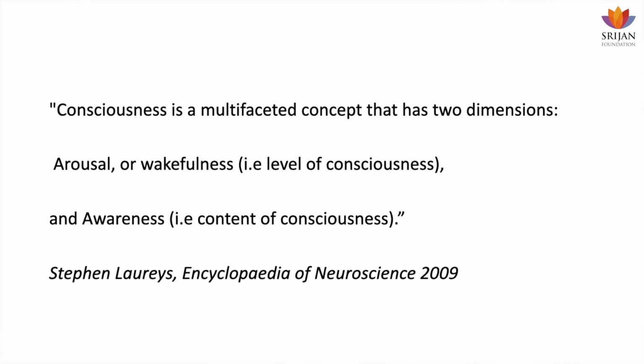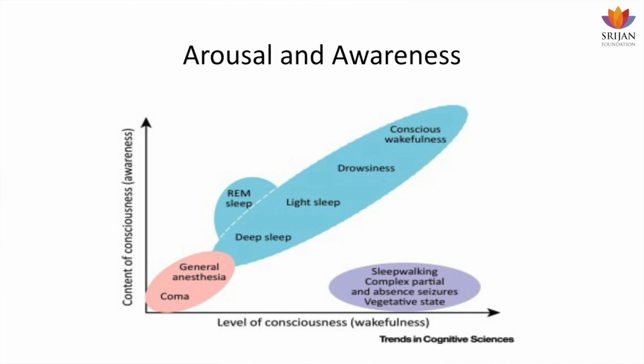This was done by a very famous neurologist named Steven Laureys. It's in the Encyclopedia of Neuroscience. This is a very standard approach that neurologists use to understand consciousness. The x-axis is wakefulness or arousal, and the y-axis is awareness, or the content of consciousness. As you can see, at the bottom left, where there's no arousal and no awareness, is coma or death. And the top right is when you're both aware and awake, and that's conscious wakefulness.